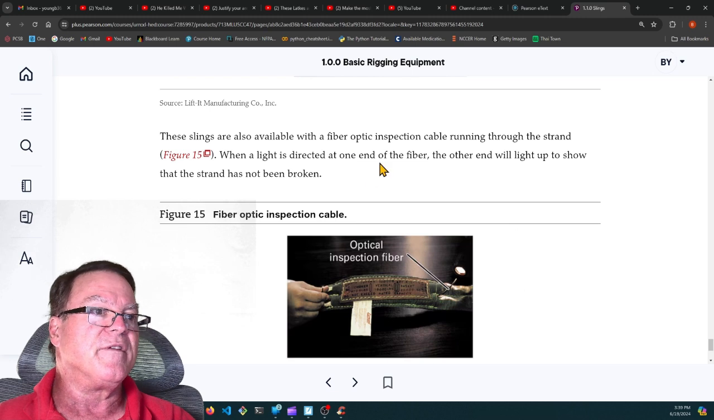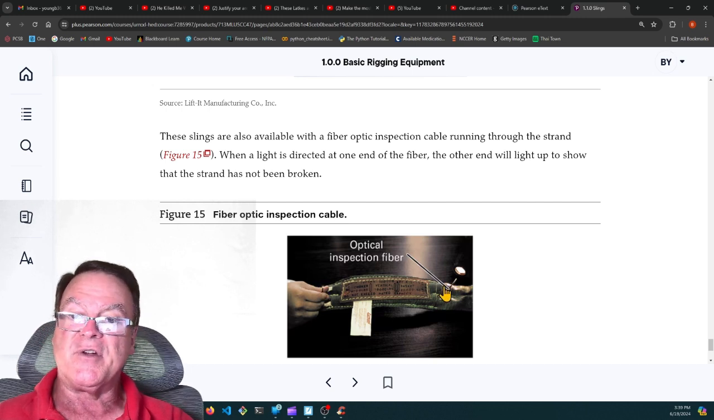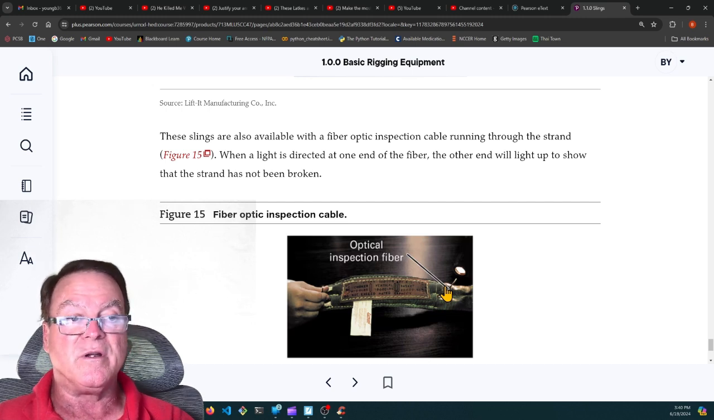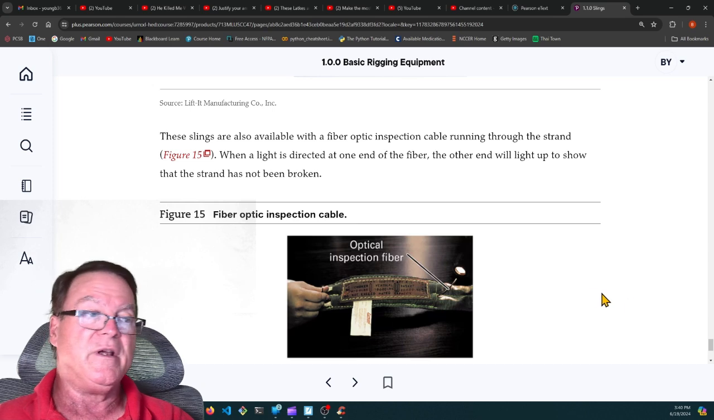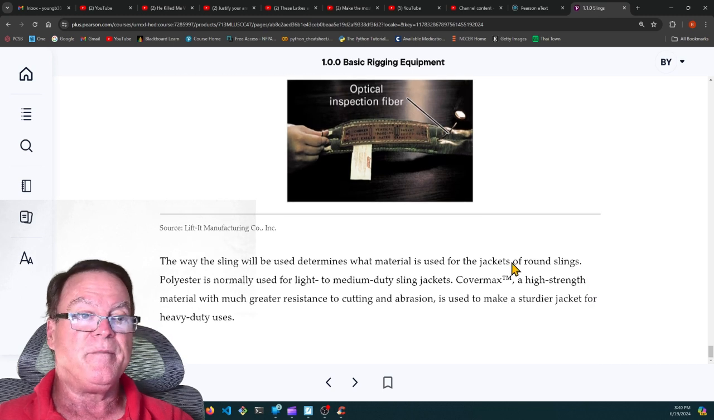These slings are available with a fiber optic inspection cable running through the strand. So they also have them with fiber optics that you can shine light through. And if it's stretched too far and the fiber gets broken, then the light won't pass through it. And it'll let you know that that sling has been overstressed and should not be used.